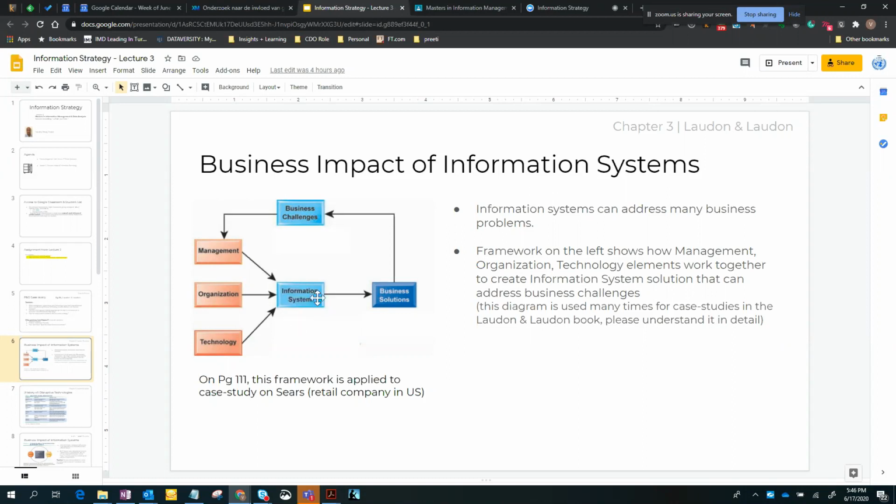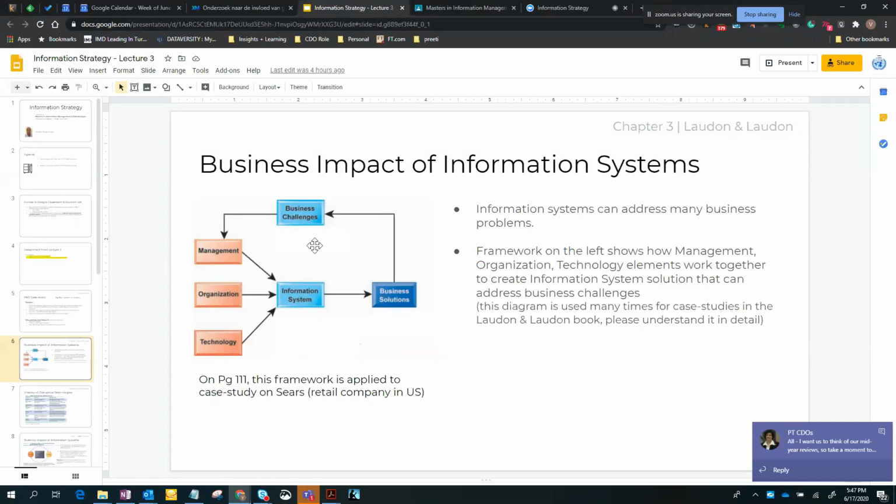So information system is more than just information technology. It's a little bit more. It's a bit broader. And by using an information system, you actually create some sort of a business solution to this business challenge. So that's kind of a way to imagine and to look at different case studies in the book. And what you will see is that the book has used this diagram and actually has a lot more points associated with each of the boxes to explain how you can use the information system to solve that business challenge, etc.